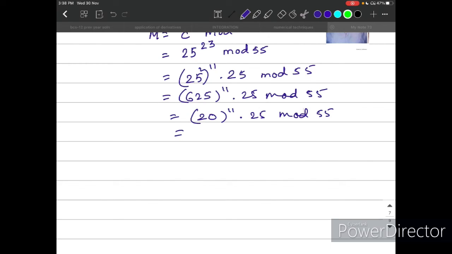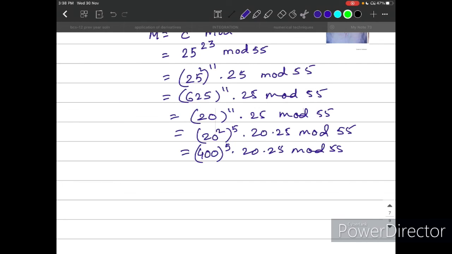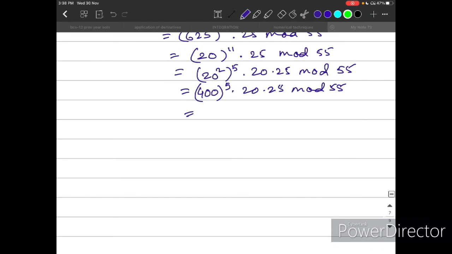Now 20 to the power of 11. So what we can write? 20 square to the power of 5 into 20 into 25 mod 55. 20 square is how much? 400 to the power of 5 into 20 into 25 mod 55. I hope it is clear. Now 400 को 55 से divide करने से what will be the remainder? Remainder will be 15. So 15 to the power of 5 into 20 into 25 mod 55.